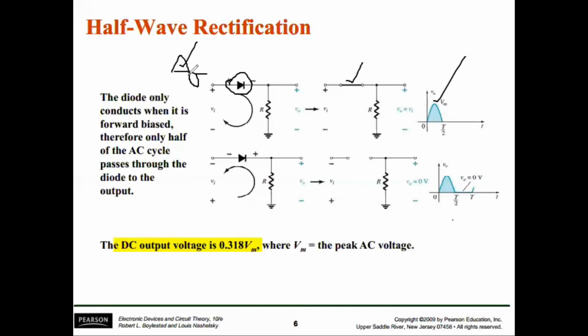For the second turn, when the second cycle arrives, the polarity of the input terminals will be reversed. It will become negative, and the other will become positive. As this is the negative waveform, it will be negative here.